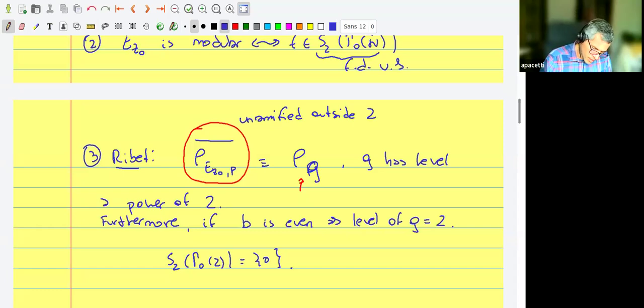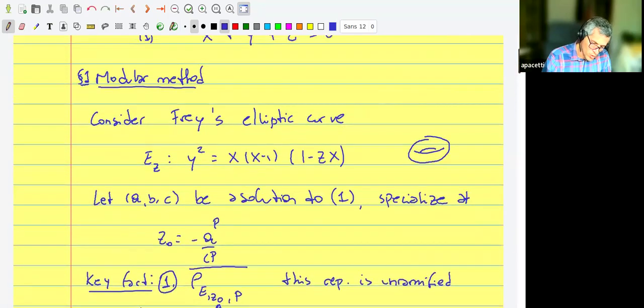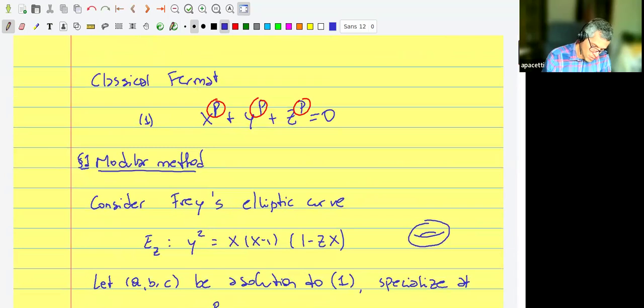There is a little catch here. If you start with a trivial solution, one where one of the coordinates is 0. So if A, B, or C is 0, what happens is that the elliptic curve becomes a singular curve. So it's no longer an elliptic curve. So that's how somehow you can get rid of these nasty solutions. You can always put A minus A, 0, or A, 0 minus A, but it's going to give you singular geometric objects. So that's how you can get rid of them.